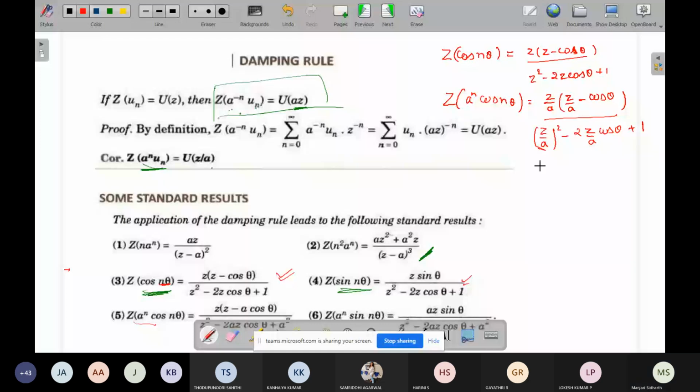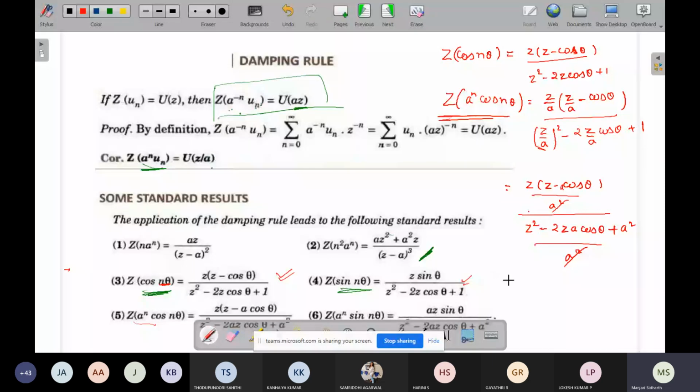So z into z minus cos theta, a square. That means you will get a here, and z square minus 2za cos theta plus a square, LCM a square. So a square and a square cancel. That means this is equal to z into z minus a cos theta divided by z square minus 2za cos theta plus a square.